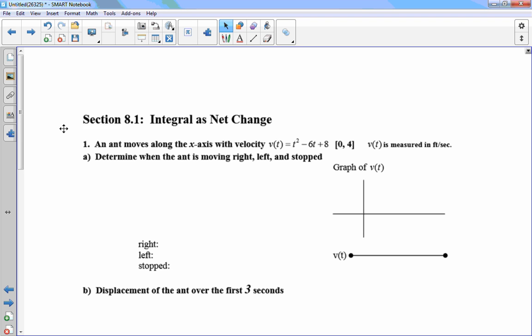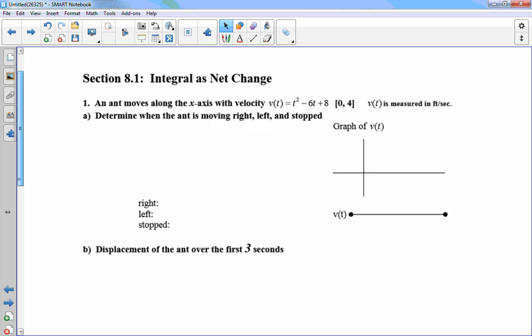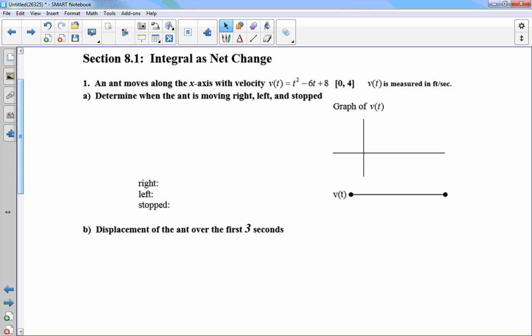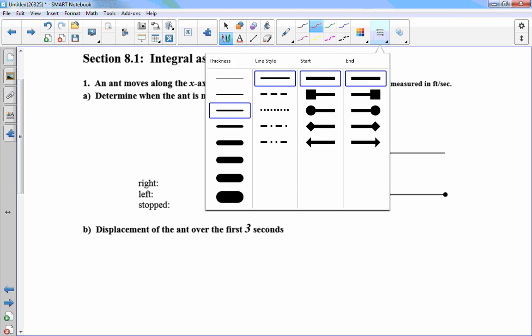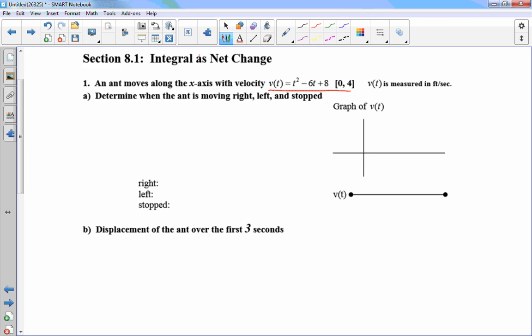Okay, 8.1, interval as net change. An ant moves along the x-axis with velocity v of t equals what type of function? Quadratic. On the interval of time 0 to 4. Okay, v of t is measured in what? Feet per second. Determine when the ant is moving right, left, and stopped.